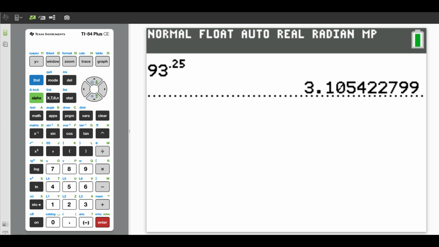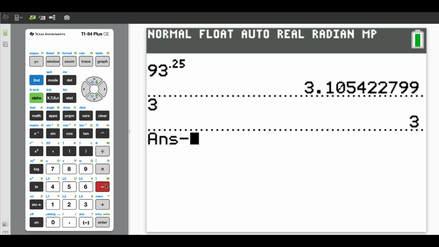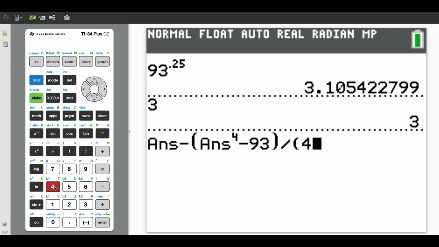Let's start with the initial guess or iteration. We'll type a 3 in, and this is important. You have to hit enter so the 3 goes to the right-hand side of the screen. Then we go minus, and we make the fraction. But rather than saying x to the 4th minus 93, I'm going to say answer to the 4th minus 93. So second answer, it's behind the negative key. Answer to the 4th minus 93, make sure I put parentheses around that, divided by 4 answer cubed.